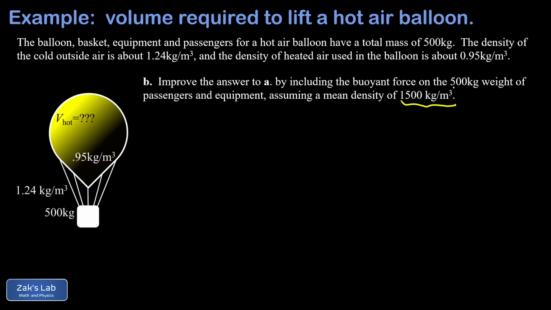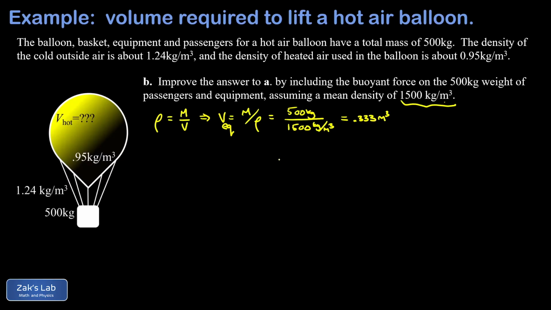And this time we have the mass of all that stuff and the density, which allows us to get the volume. So I'm going to write down just a reminder of the definition of density, mass per unit volume, which means if you solve for volume, you get mass over density. So we're going to call this V_EQ for the volume of the equipment and people and so on. And I get 500 kilograms over a mean density of 1,500 kilograms per cubic meter. And this gives me exactly 1/3, or we can write down as a decimal about 0.333 cubic meters of volume.